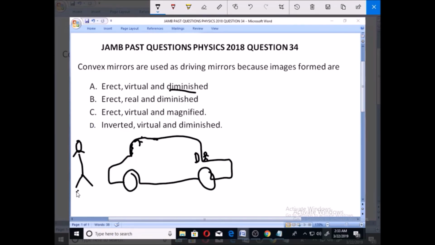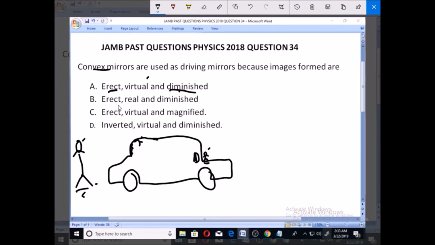Diminution simply means smaller. This is bigger than this. This is the image. This is the real object. So it is diminished because it is now smaller. It is erect because it is standing, the head is still up and the head is up here. Then it is virtual. Most of the images formed by mirrors are virtual. So now you have A, having all the properties of images formed by a convex mirror.